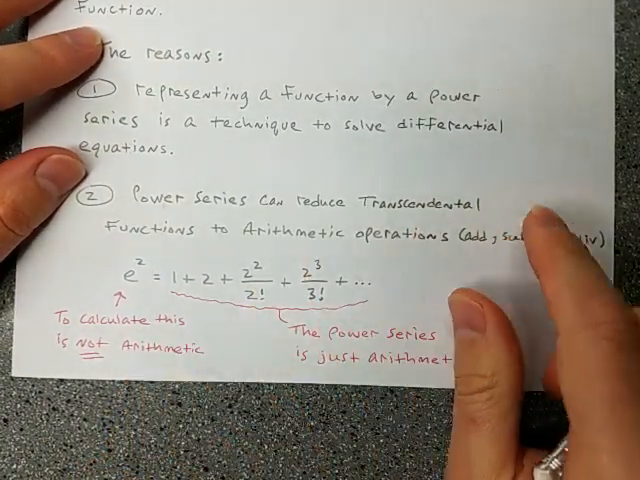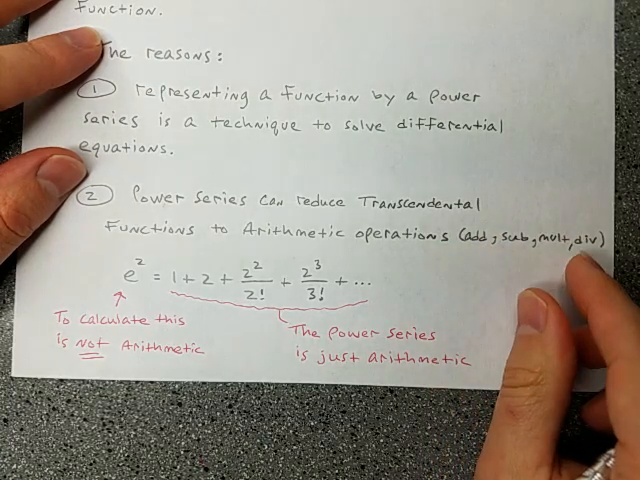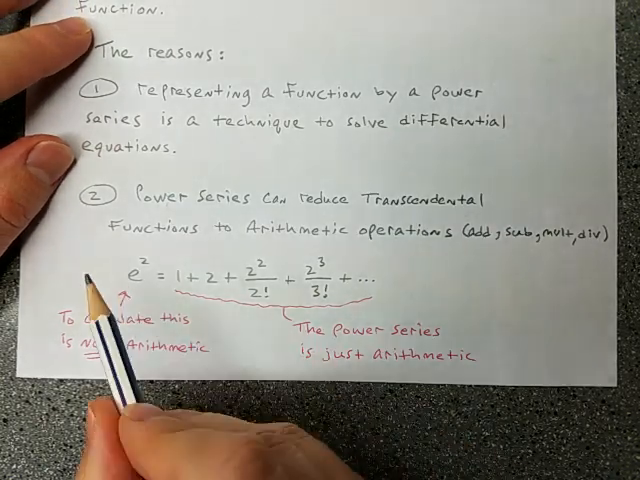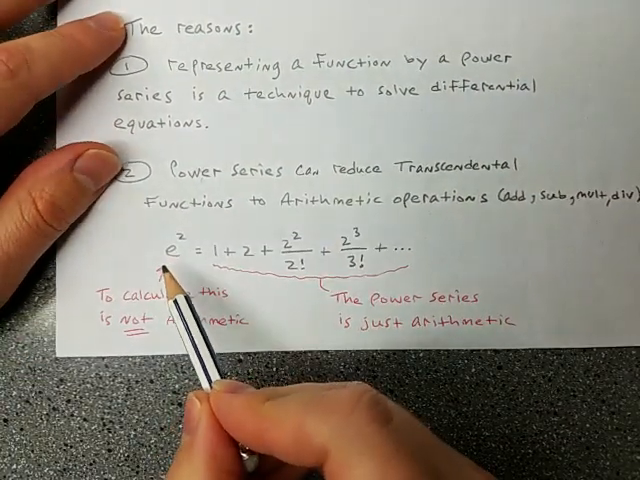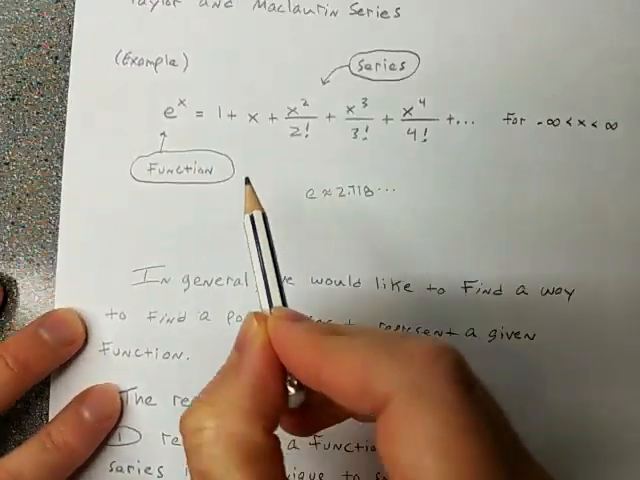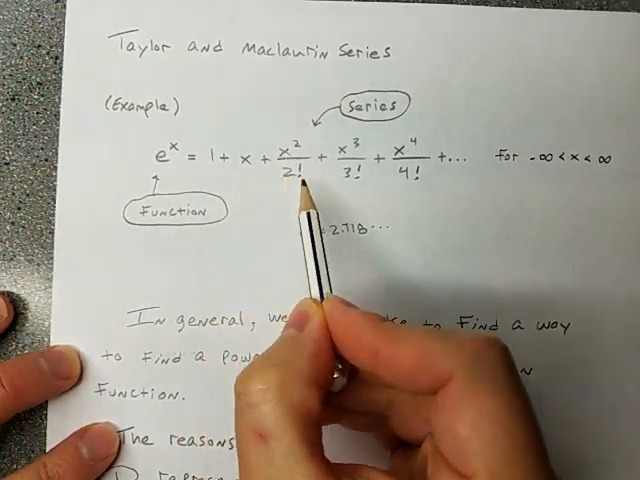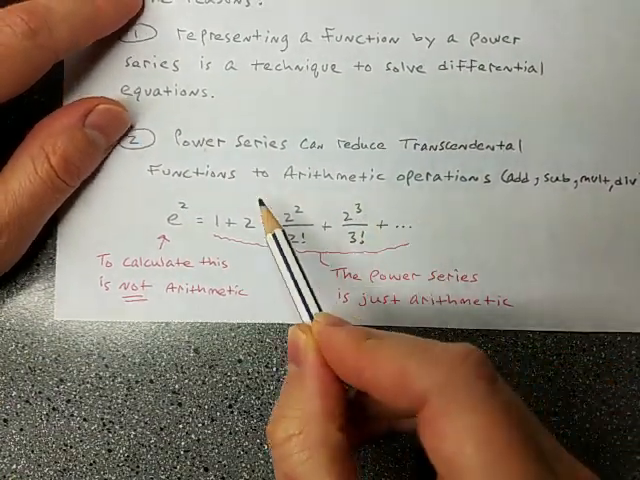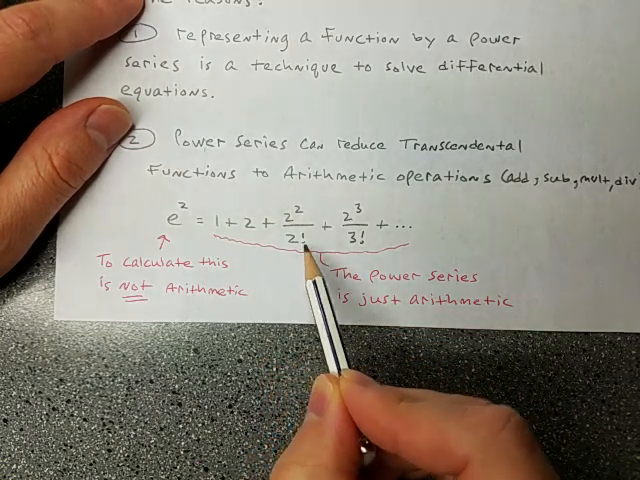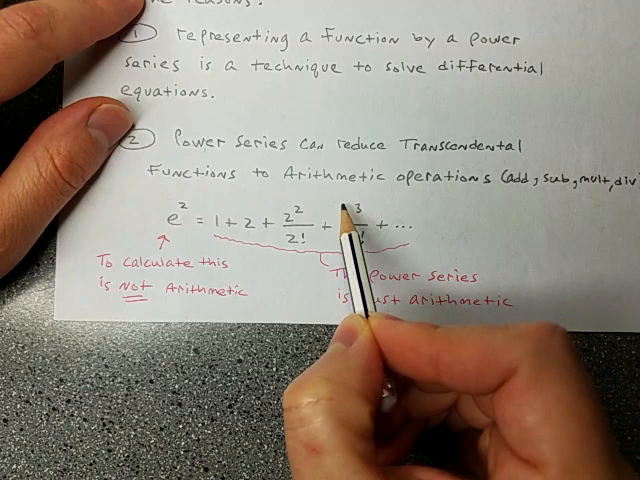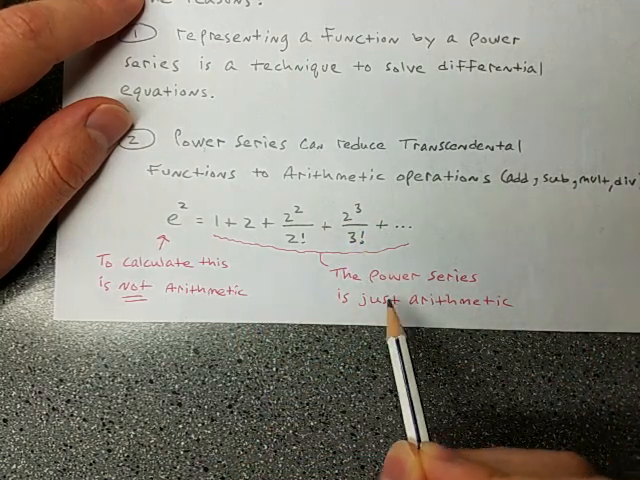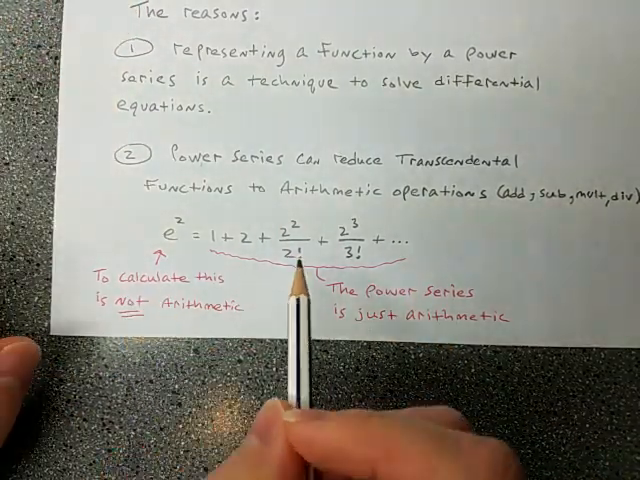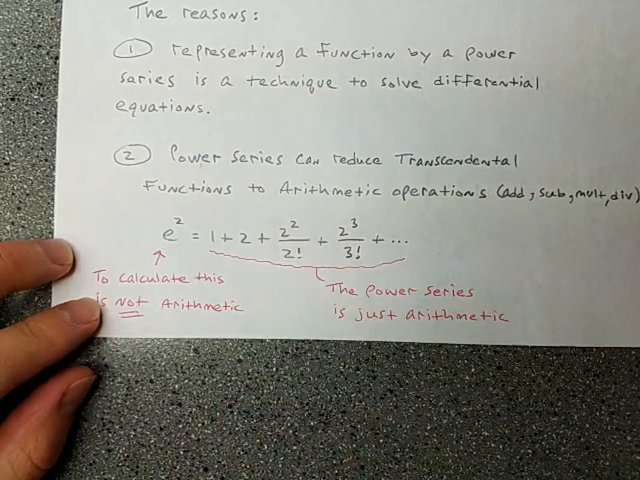What is arithmetic? Arithmetic is adding, subtracting, multiplying, and dividing. When you learned arithmetic in elementary school, that's what it was. So by way of this series, I can calculate e to the second power as 1 plus 2 squared over 2 factorial plus 2 to the third power over 3 factorial. That's all just arithmetic. It's adding, factorials are multiplying, exponents are multiplying, it's dividing. It's just arithmetic. So that's another reason. I'll say more about this in my very last problem of the video.